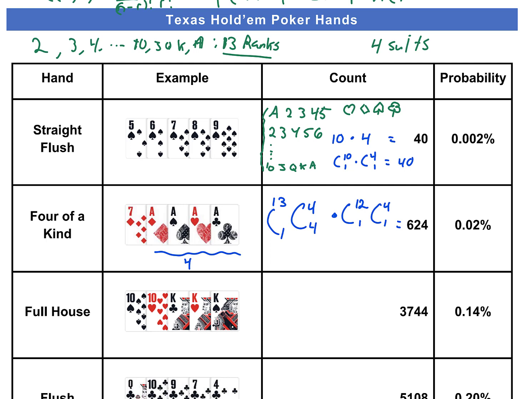So now let's move on to a full house. A full house is you have a 3 of a kind and a pair. So again, let's apply the same logic. You have a full house, so you have 13.